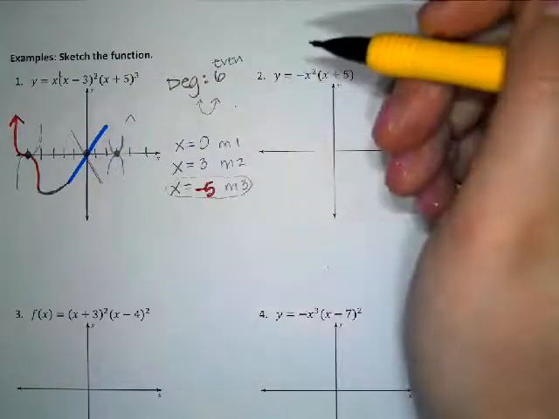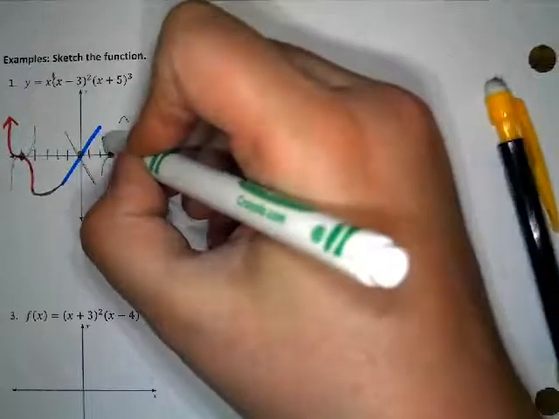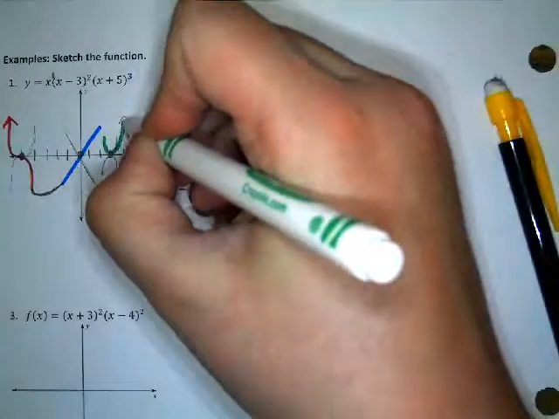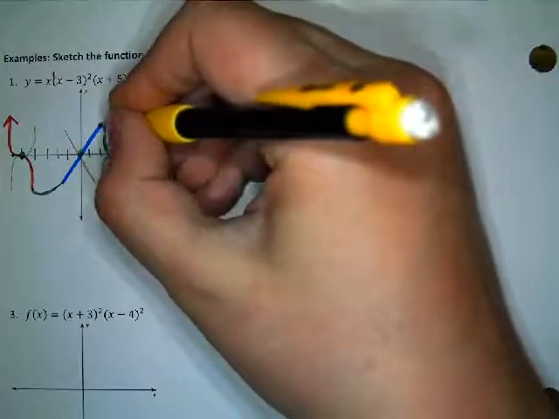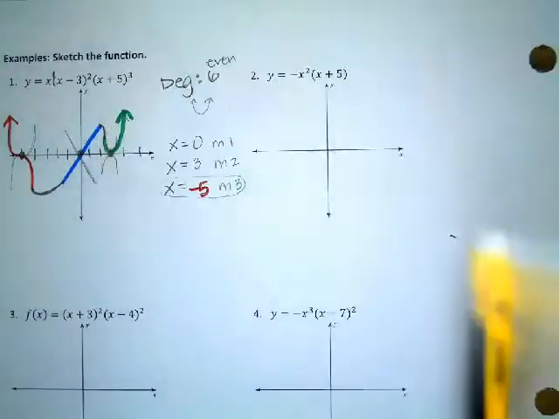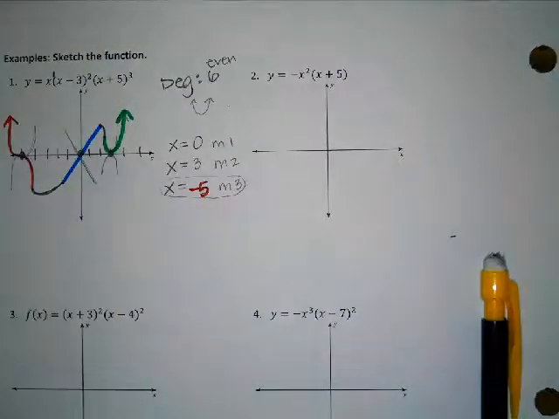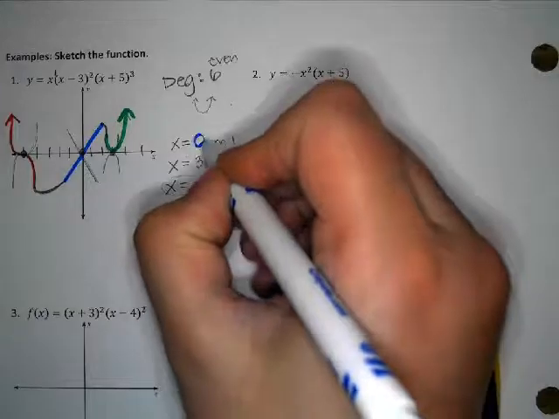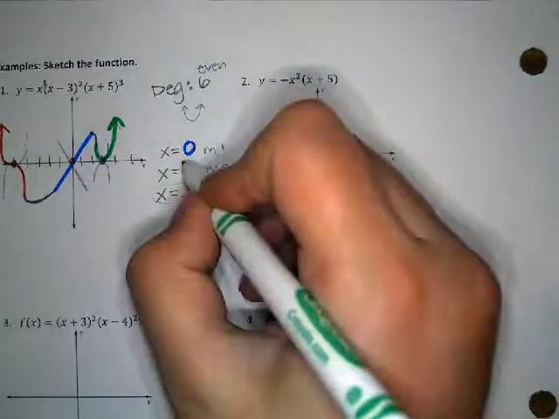So there's my U-shape and my arrow, and then I just make sure that I connect it, keep it from looking weird. Okay. So blue was my 0, and then that was green. Okay. Let's try the next one.